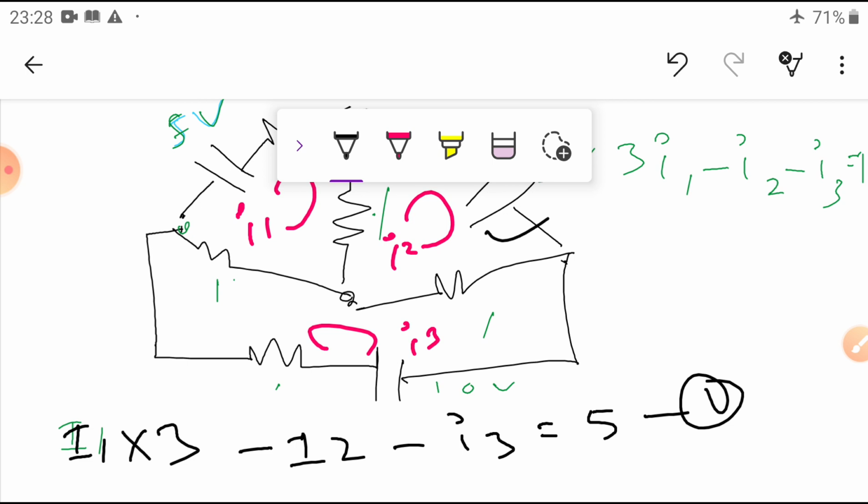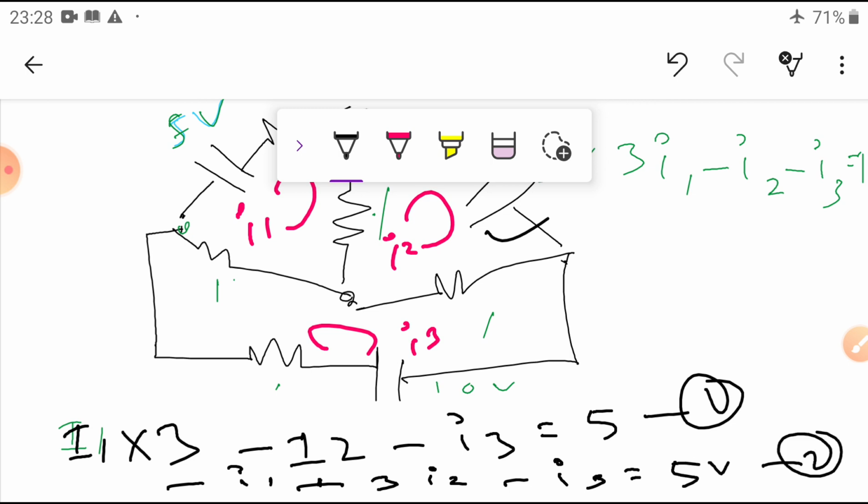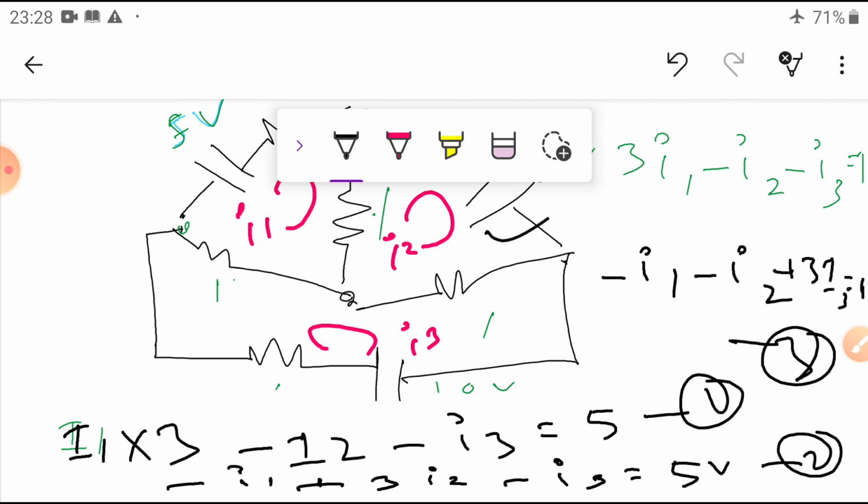In the second equation, I can write it: minus I1 plus 3 I2 minus I3 equal to, I can write it, 5 volts. Second equation, simple equation. And the third equation, I can write it. So here I am writing minus I1 minus I2 plus 3 I3 equal to 10, the third equation. So this third equation, simple, by seeing this equation, I have written 3 equations, simple.